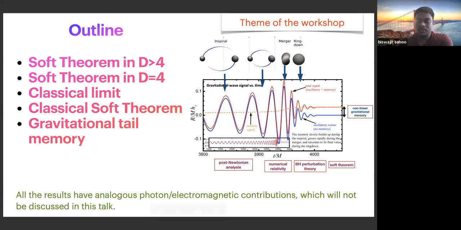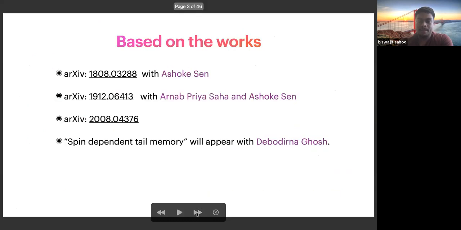So let me, okay, I will mostly talk about these papers, which I worked on with Ashoke Sen and Biswajit Sahoo. Currently I am also working on a problem of determining spin-dependent tail memory, which will appear with Debodirna Ghosh.